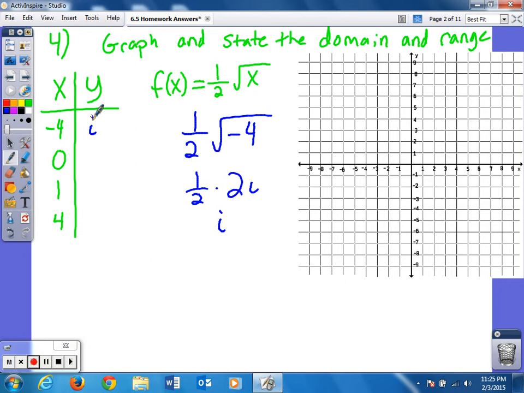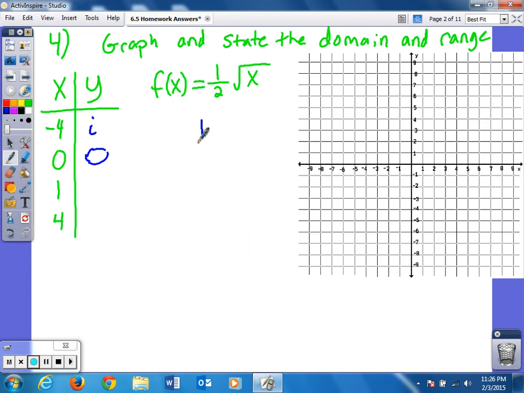So we need to think about how to not get negative numbers underneath that square root. We could have 0, and we could have any positive number under there. That would give us non-negative numbers under the square root if we plug in 0 or positive numbers for x. So let's plug in 0. Well, that's going to give us 0. Square root of 0 is 0, and 0 times 1/2 is 0.